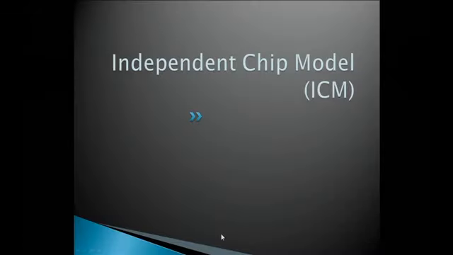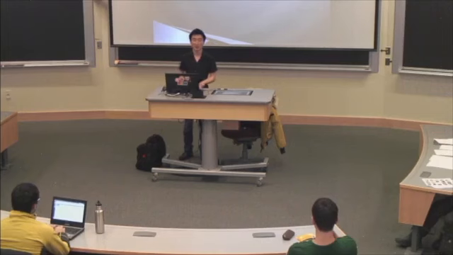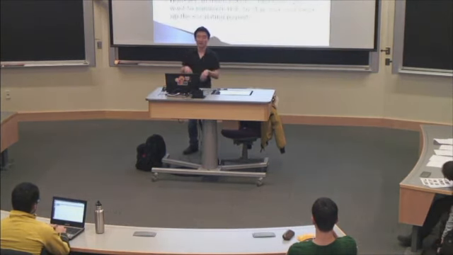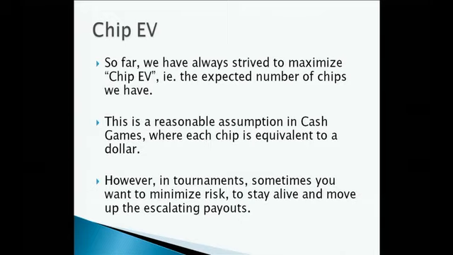It's what's called the independent chip model, or ICM theory. Essentially what it's used for is that in tournaments, the value of chips is non-linear, because you're not really trying to just get all the chips, you're trying to last as long as possible and move up the payouts. So I want to now formally quantify what this means and how you calculate the EV of your gambles.